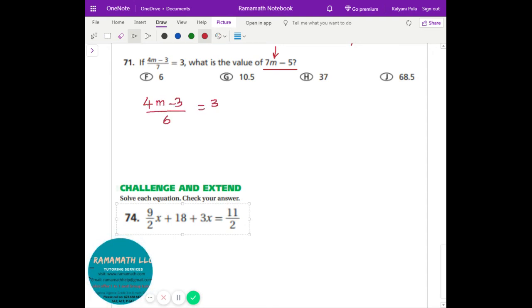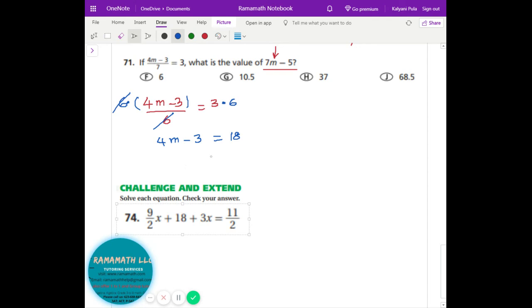What I can do, if you remember the last two classes, whenever you have a divide, to get rid of that, you multiply. Multiply by 6, I can cross this out. So since I multiplied 6 on this side, I need to multiply 6 here too. Okay, good so far. Then what I got is 4m minus 3, that's 18.